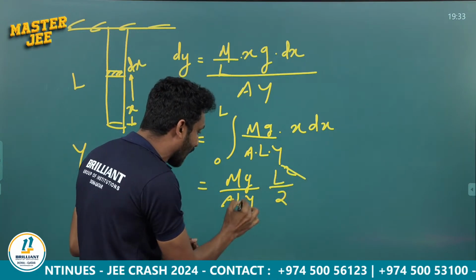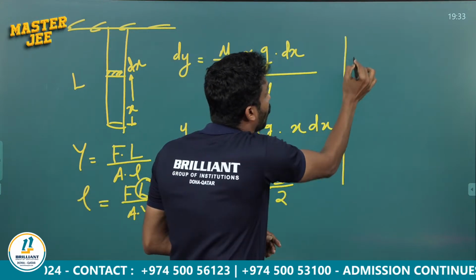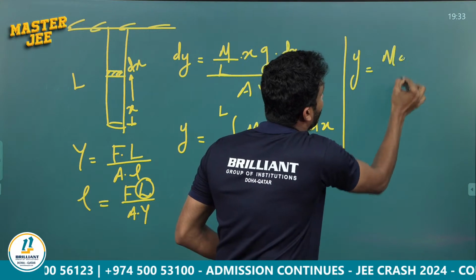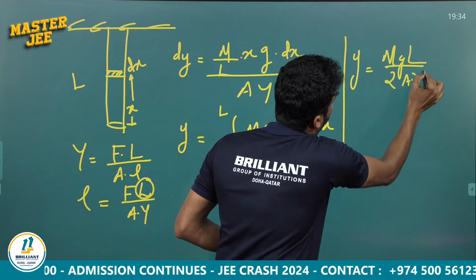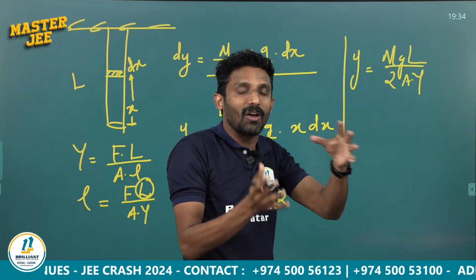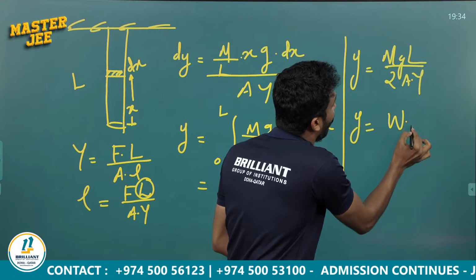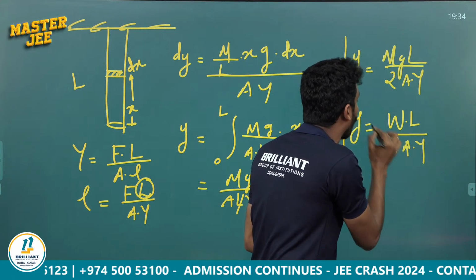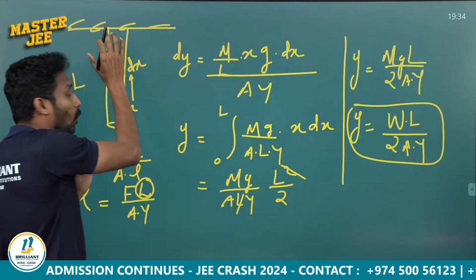One L is cancelled here. Then what will it be? It will be the elongation of a wire due to its own weight: y is equal to mgL divided by 2AY. This is the elongation of a wire due to its own weight. And mg is the weight of the wire. So we can write y is equal to weight into length of the wire divided by twice the area into Young's modulus.